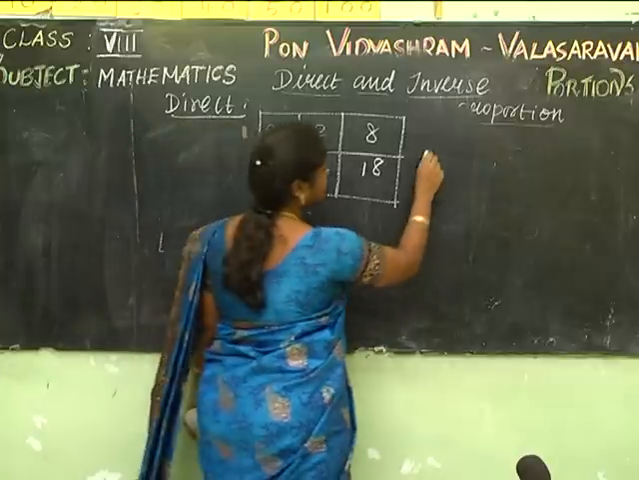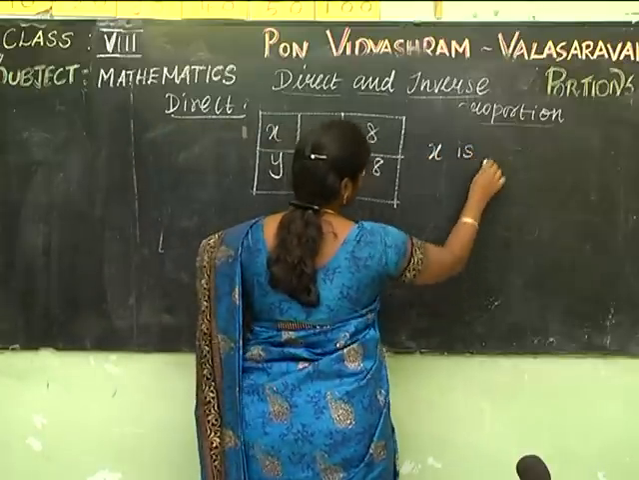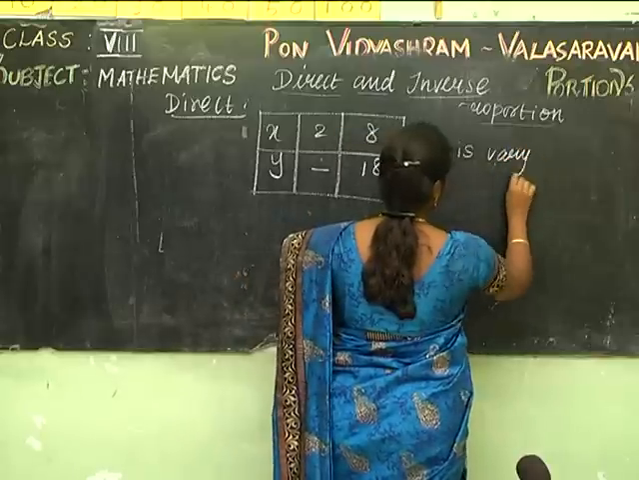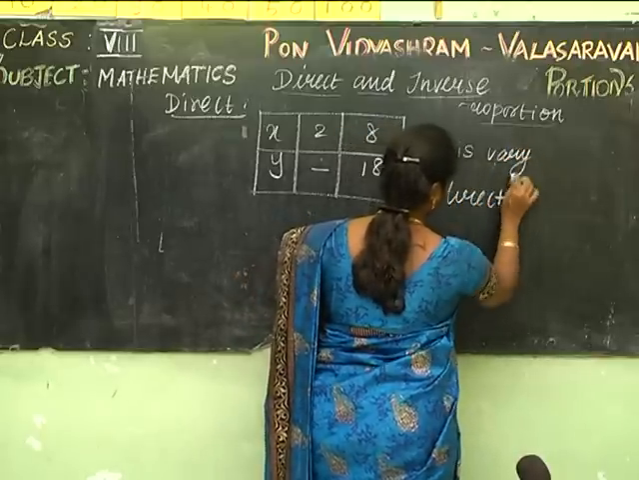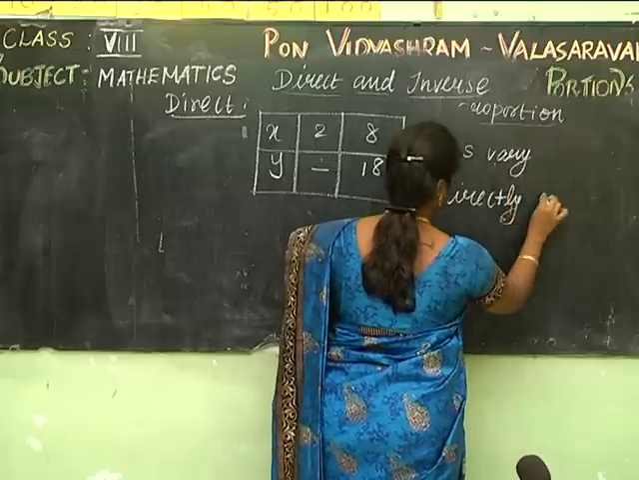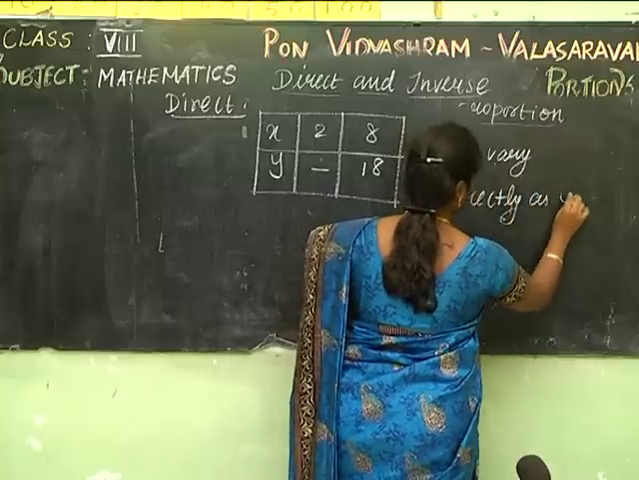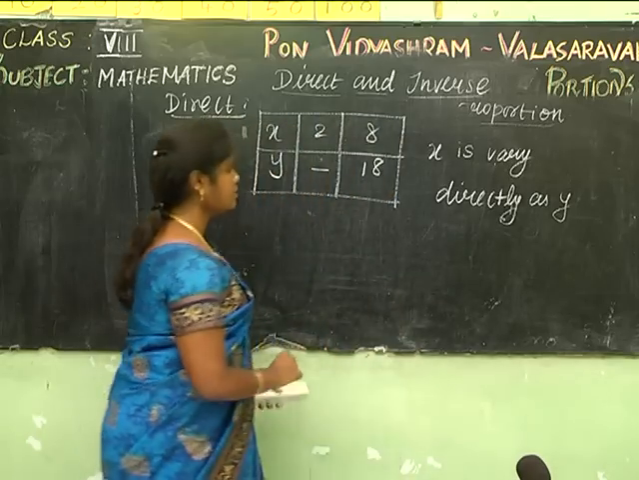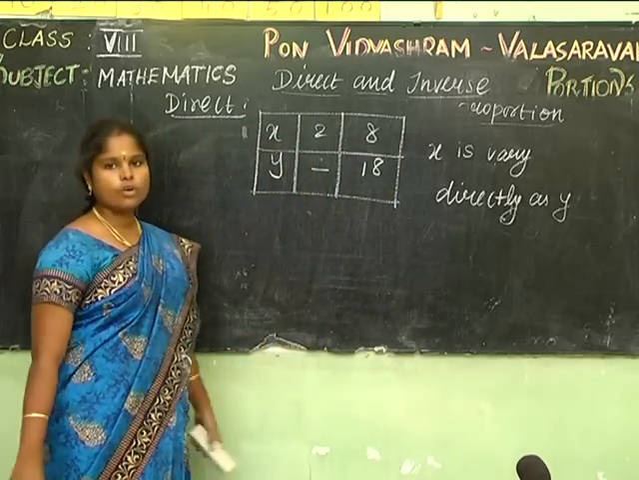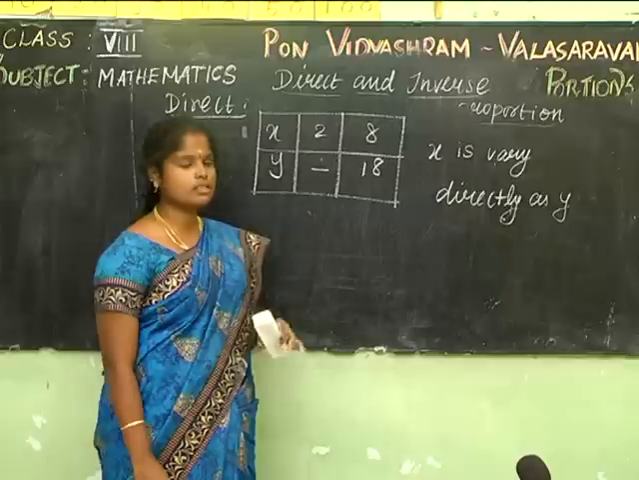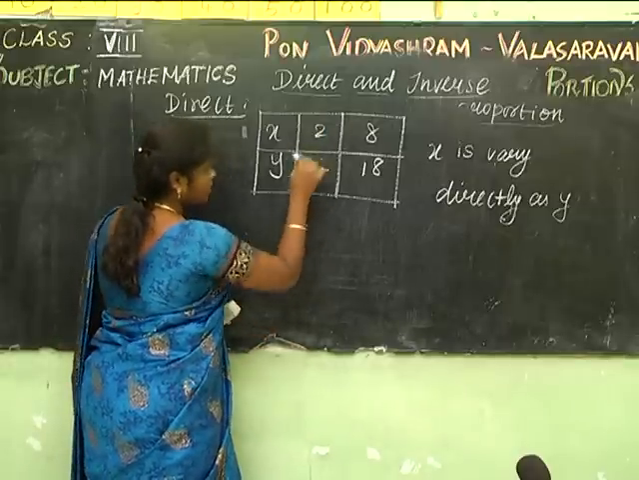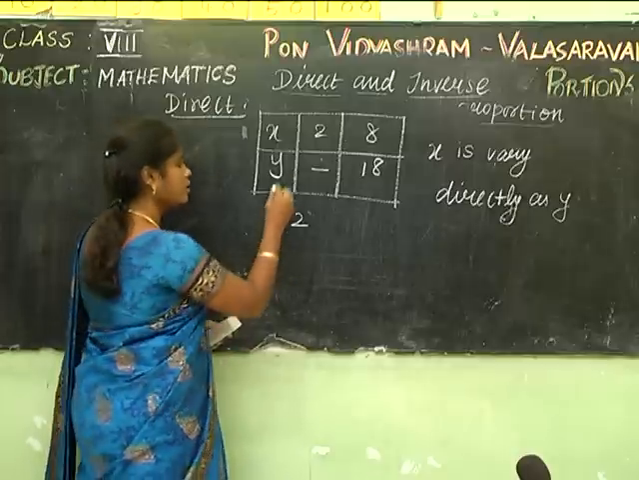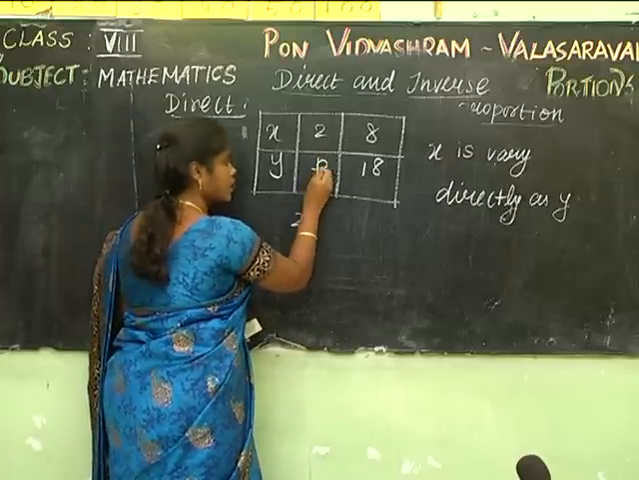In this question, x varies directly as y. So x is directly proportional to y. We know that in direct variation the constant is x by y. So x, we are going to find out the unknown value. Let us take this unknown as p.